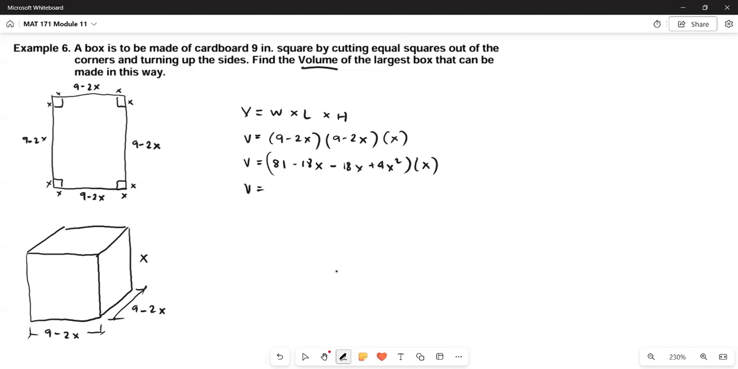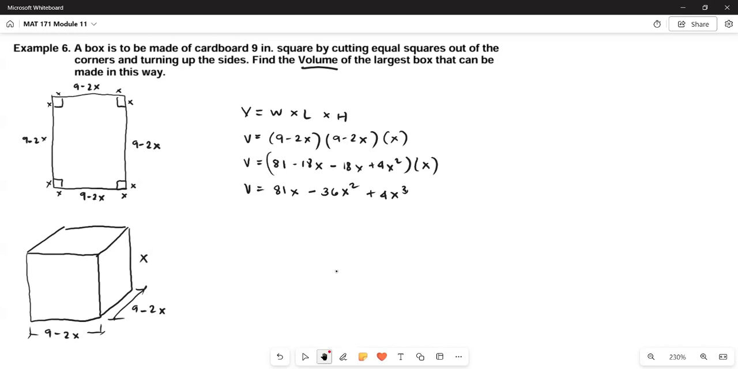So distribute natin, negative 81 times x is 81x minus yung 18 minus 18 is 36x. Pero may x pa sa labas kaya magiging x squared dyan. Plus 4x cubed. So meron na tayong equation na pwede nating gamitin.